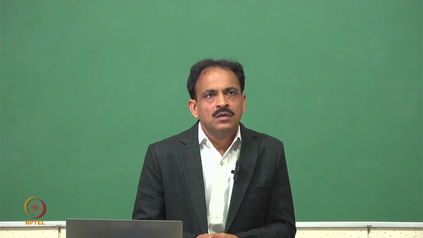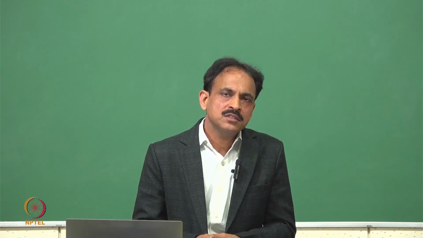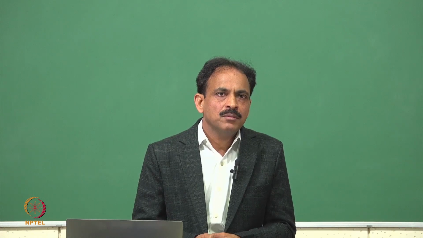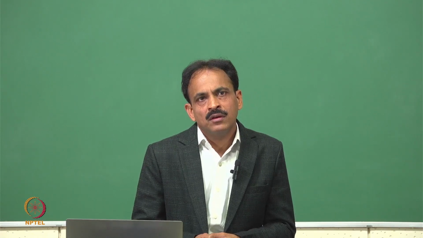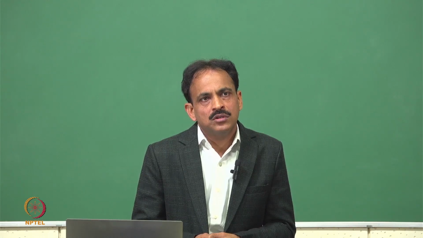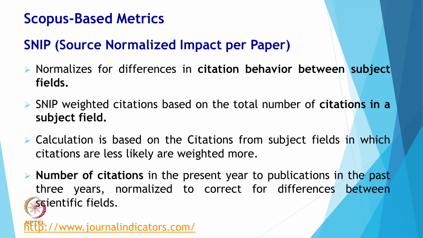Now let's talk about the SNIP, which is source normalized impact per paper. It measures contextual citation impact by taking differences in disciplinary characteristics into account. This can be used to compare journals in different fields. SNIP normalizes for differences in citation behavior between subject fields. SNIP weights citations based on the total number of citations in the subject field. The calculation is based on the citations from subject fields in which citations are less likely, and these are weighted more.